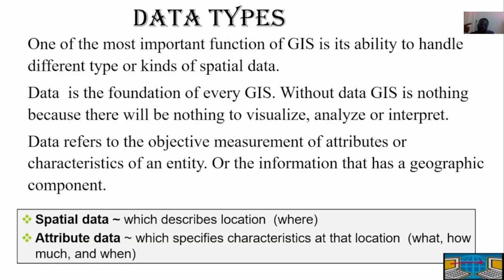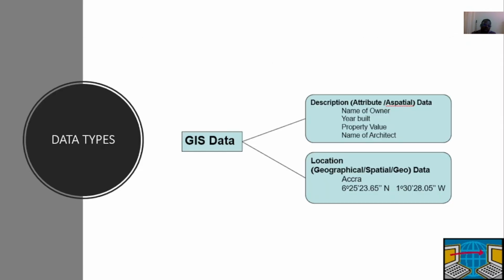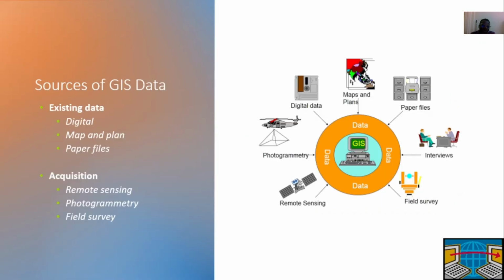Therefore, data refers to the objective measurement of attributes, as in the characteristics of the entity you are visualizing, or the information which you want to visualize using your GIS software. These are the various data types, as in the descriptive attribute and the location attribute. So, sources of GIS data.